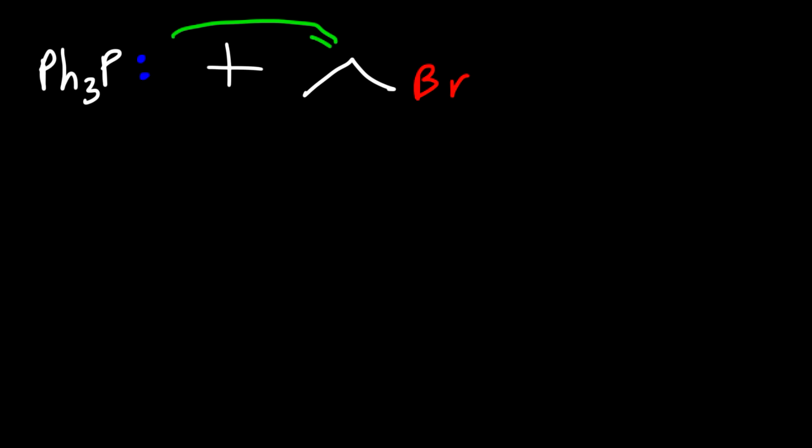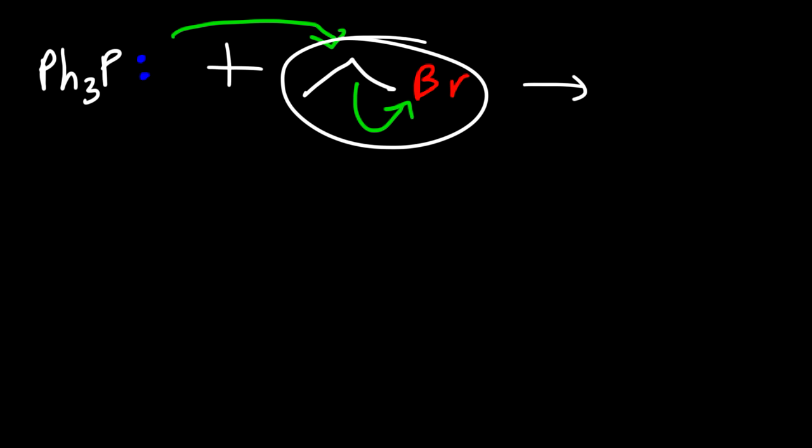Now let's go over the mechanism of the Wittig reaction. The first thing that's going to happen is we're going to have triphenylphosphine, and it's going to react with an alkyl halide in an SN2 reaction. Because this is an SN2 reaction, primary alkyl halides will work very well. Tertiary alkyl halides will not work. Secondary, you've got to be careful with those. But ideally, you want to use a primary alkyl halide.